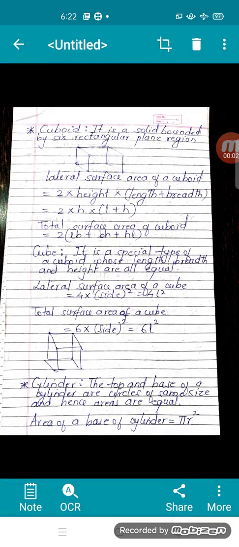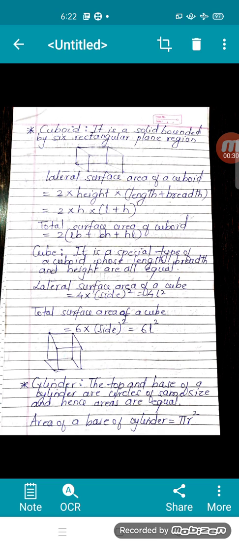Part 2. Let us study the theory part first. What is a cuboid? A cuboid is a solid bounded by 6 rectangular plane regions. So the lateral surface area of a cuboid will be 2 bracket length into breadth plus BH plus HL.